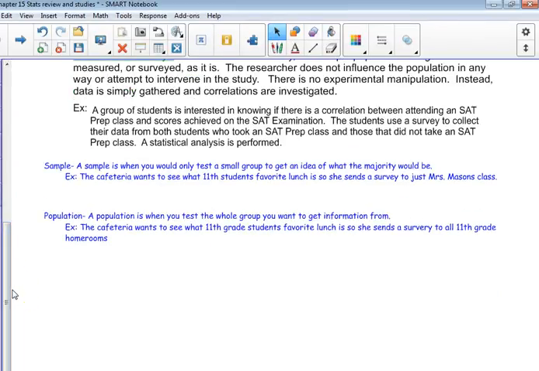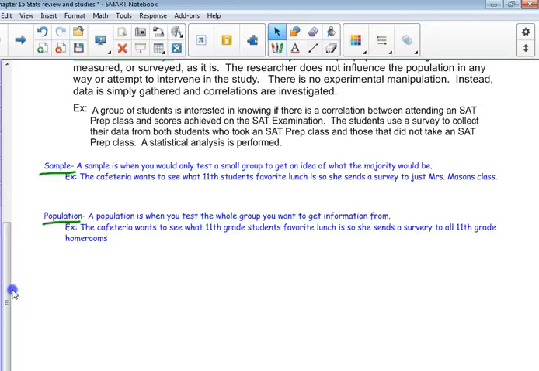Now, we're going to be working with 2 ideas. One's called the sample, one's called the population. When you're doing a study, a sample is when you test a small group. So, for example, I put in here 11th graders' favorite lunch. Out of all the 11th graders, we just asked my classes only. That's not the whole population of 11th graders, just a small sample. So, samples are when we test a small group. Population is when we test the whole group.